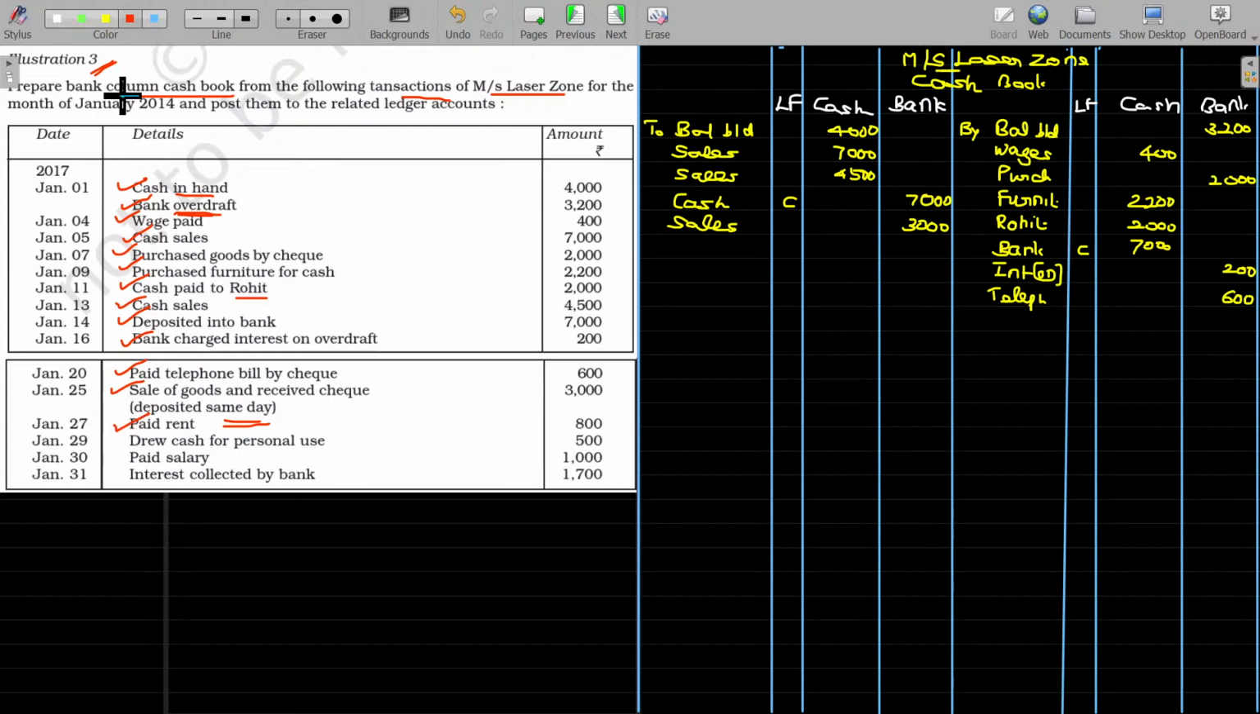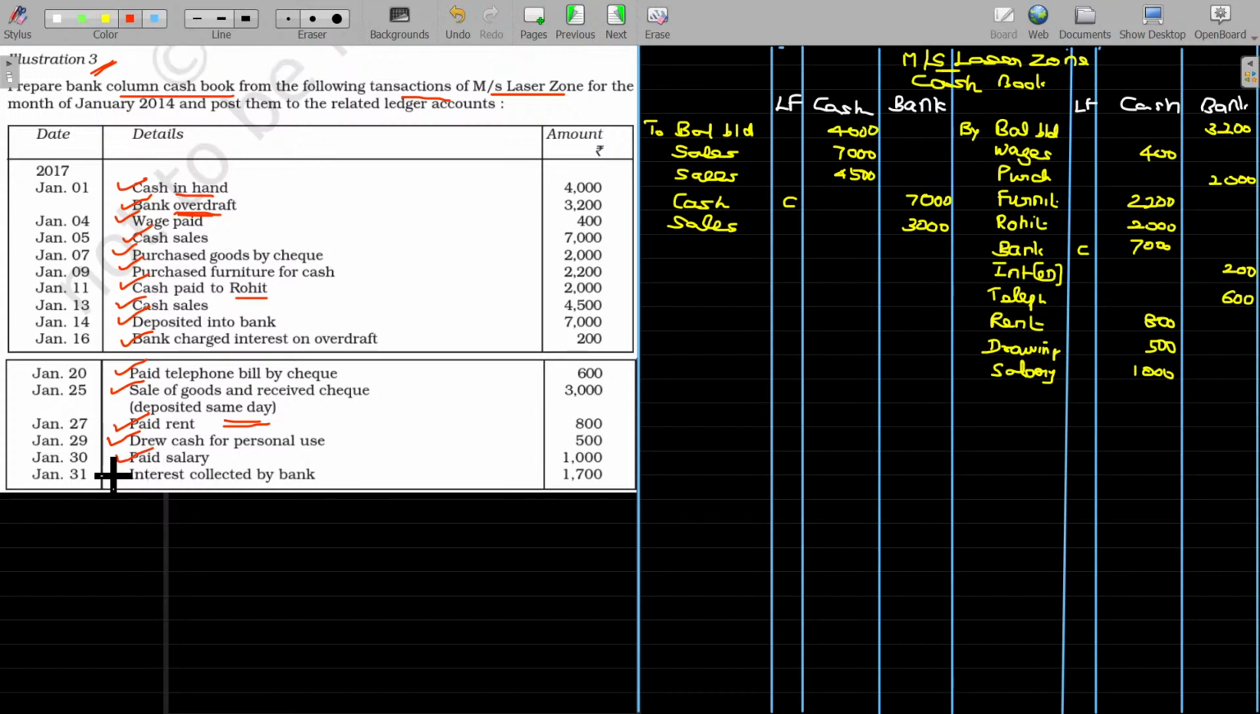And paid rent, on the payment side, rent being 800 rupees. I assume the payment by way of cash only. Drew cash for personal use, 500. Then in the description, I have to name this drawings, as it is for personal purpose. Value being 500. And paid salary, 1,000 rupees. On the payment side, salary. I assume the payment being by cash, so I'll put that value in the cash column, 1,000 rupees.